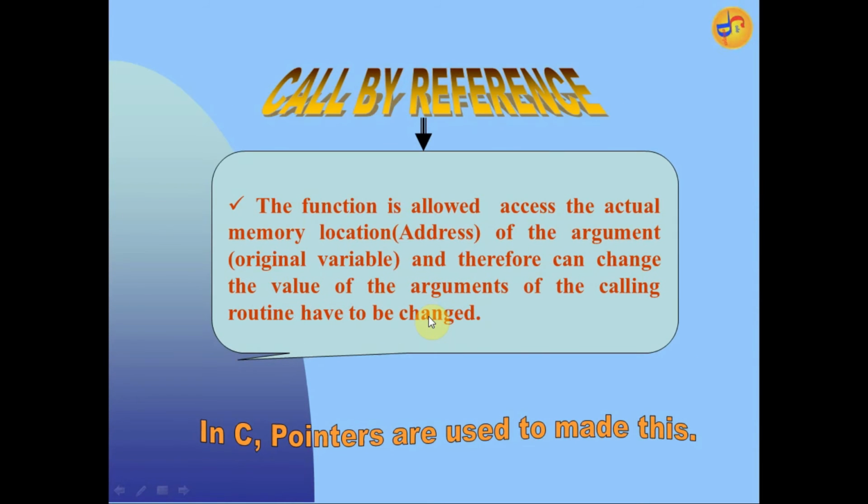Then the second one, call by reference. We are sending the address, the original data, to the destination. The function is allowed to access the actual memory location, that is, the address of the argument, the original variable, and therefore can change the value of the arguments of the calling routine. In C, pointers are used to do this.